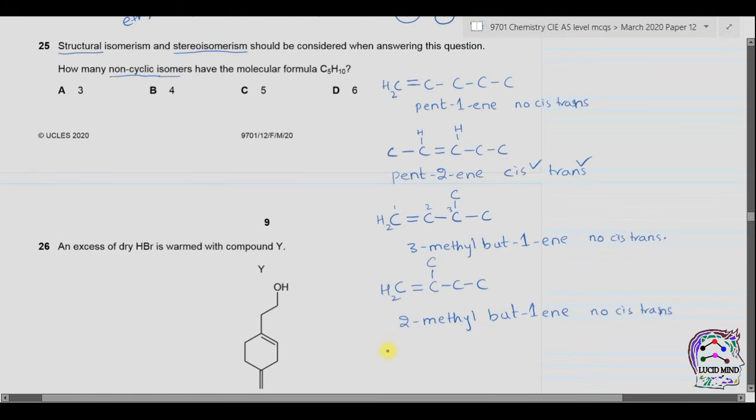We can move the double bond to the next carbon atom. It will be something like this. This is 2-methyl-but-2-ene. Again, no cis-trans isomers because the double bonded carbon has the same atoms attached.